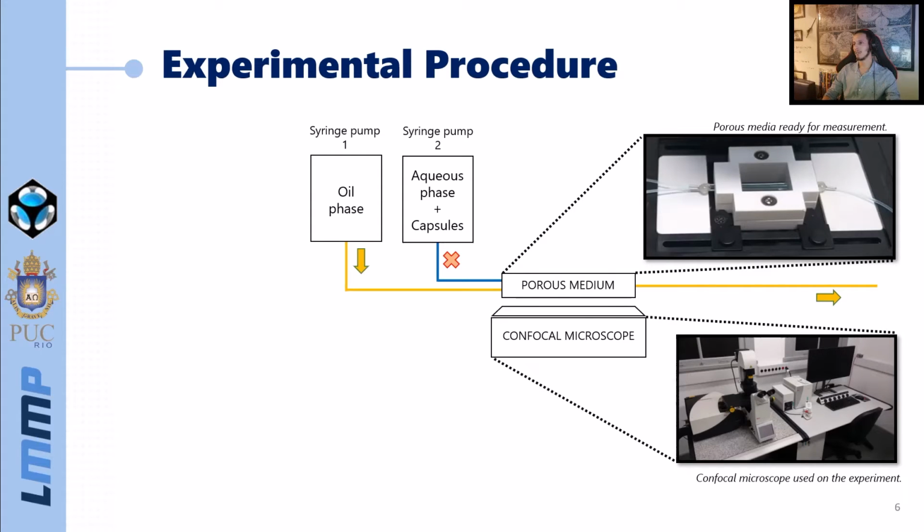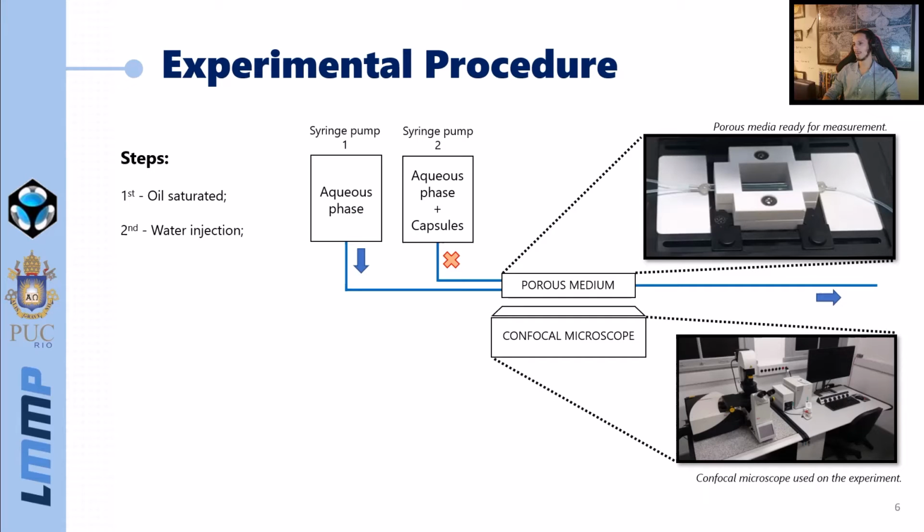Now, we should consider the review of the experimental procedure. The experimental setup is composed by 2 syringe pumps, the porous medium, and the confocal microscope. The first step involves the oil saturation of the porous medium using syringe pump number 1. Then, we change the syringe in pump 1 and start injecting the aqueous phase.